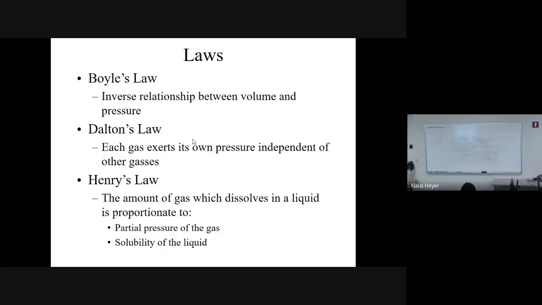The second law is Dalton's law. The pressure of oxygen is not dependent on anything else. So it doesn't matter what the pressure of carbon dioxide is in the air around us. It doesn't matter, because oxygen has its own independent pressure.